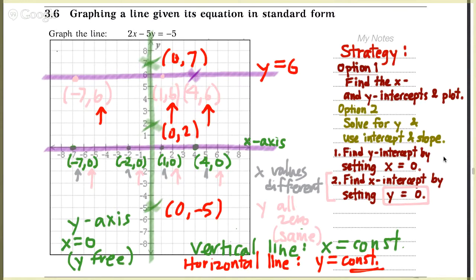So let me take a minute and just go back to where we were in laying out our strategy.